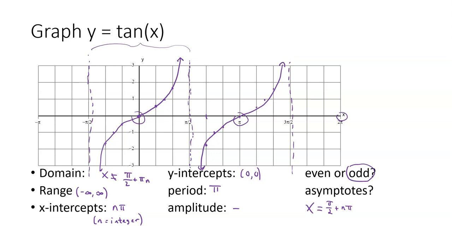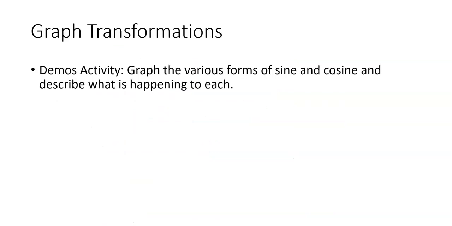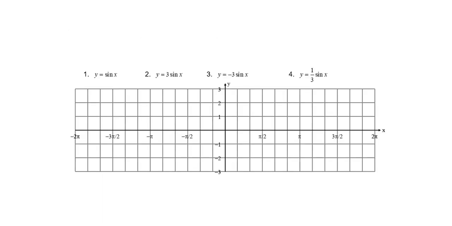All right, so now that we know what the basics look like, and we will graph the three reciprocal trig functions eventually, the next thing I want you to do is grab that second worksheet, that Desmos activity, and graph the different functions and see what's happening to each one. So they come in 3 pieces. I put them up here on the PowerPoint if you want. Otherwise, you can print out that sheet posted on Canvas.